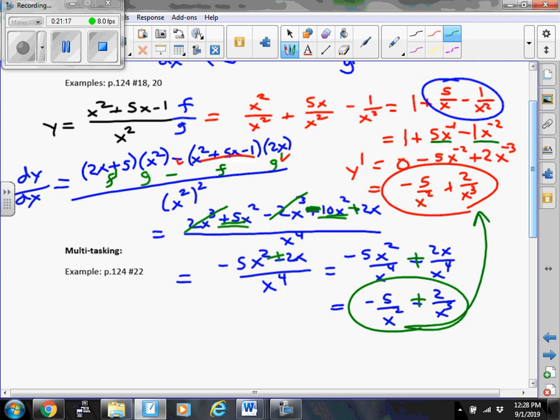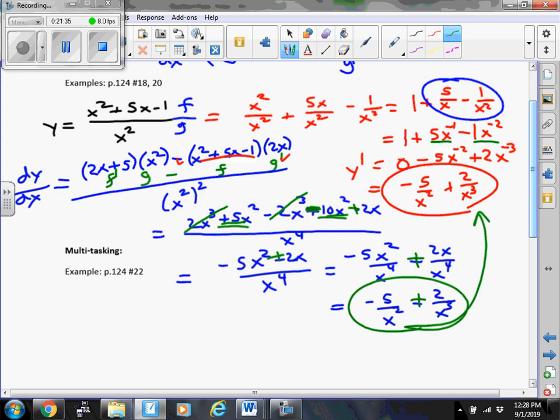Multitasking, we're going to skip that part. We'll probably see plenty of those examples in class, and we'll work those together. That's basically meaning there's a problem with a product rule and a quotient rule, or just multitasking, meaning there's more than one phase. It just makes things real complicated, but we'll work those out in class.